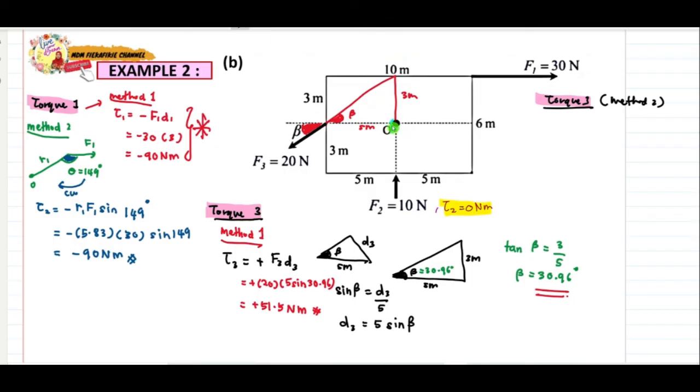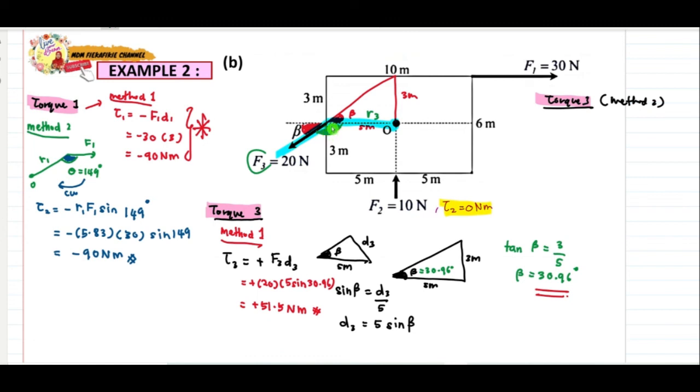So, saya akan daripada pivot point. So, ini adalah R3 dan ini adalah F3. Nampak ya? Daripada pivot point R3 and this is F3. Okay. So, saya akan labelkan. So, this is R3 and this is F3. And the angle between R3 and F3 adalah ini.